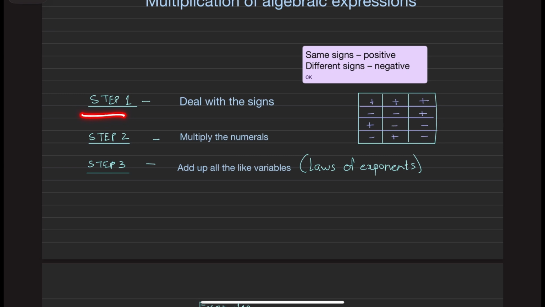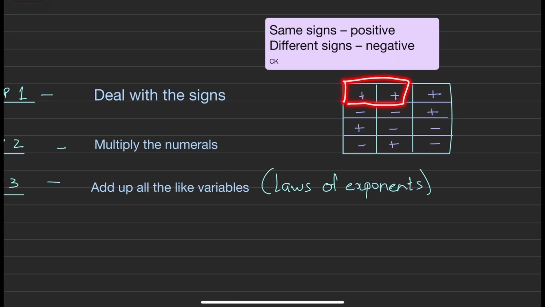Step 1, deal with the signs. Same signs I've written here. Same signs, you will write a positive sign. Same signs, these are the same signs. Positive you will write. Different signs, one is positive, one is negative, you will write a minus sign. That's all. You have to deal with the signs in this manner.